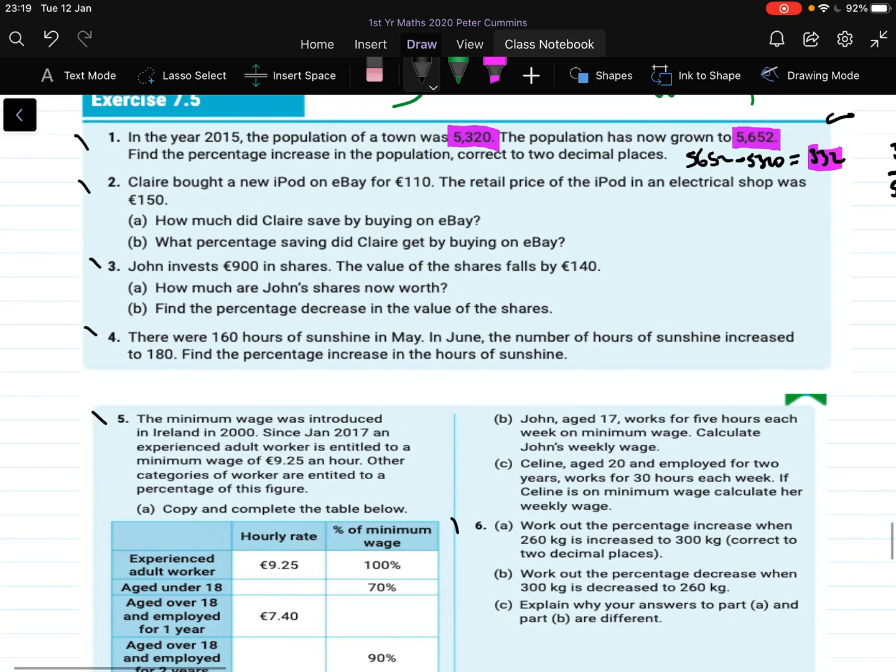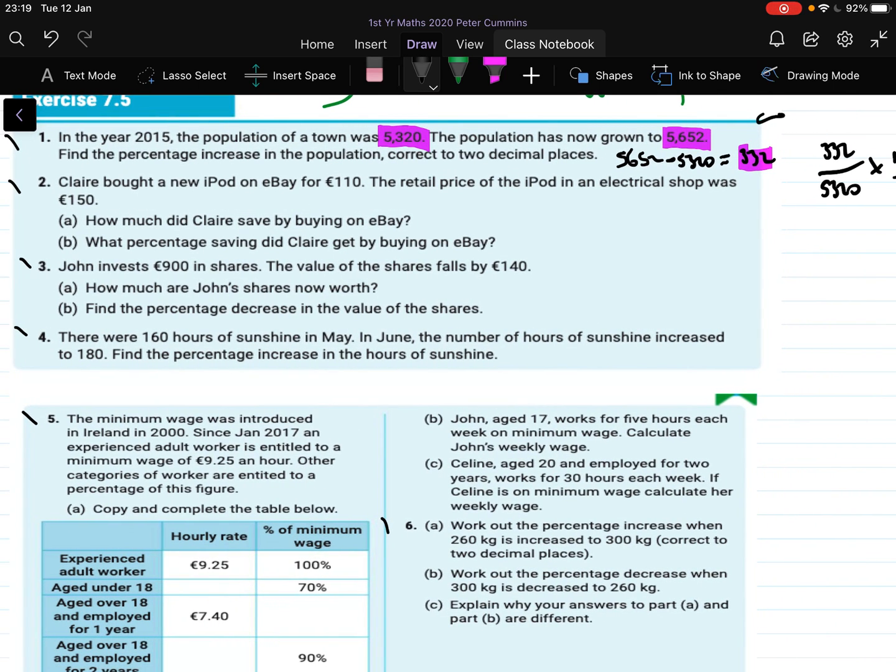For question 2 then, Claire bought a new iPad on eBay for €110. The retail price of the iPad was €150. So how much did Claire save by buying on eBay? Okay, so if you think, right, well, I have €110 what I got it for, and it was going in a shop for 150. How much has she saved? Well, 150 minus 110, she's after saving herself €40. Like so.